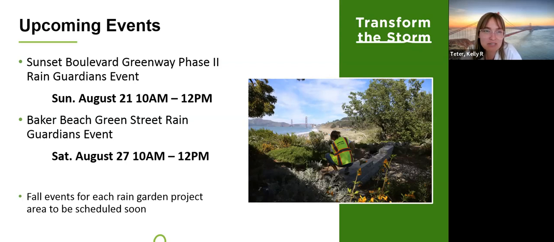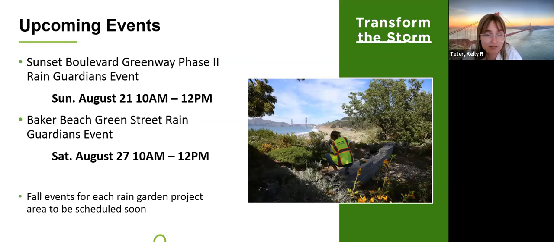So that'll be fun. So yeah, we'll be doing the Sunset Boulevard one and then also the Baker Beach Green Street Rain Guardians event as well. And so both of these events we're currently creating Eventbrites for, and those will be posted probably in the next couple weeks. And we will also put out an email notification with the Eventbrite information. So just stay tuned. If you're on our email list, you'll get all of those updates. And if you're not on our email list, just go and create an account at rainguardians.org, and then you will be on our email list.